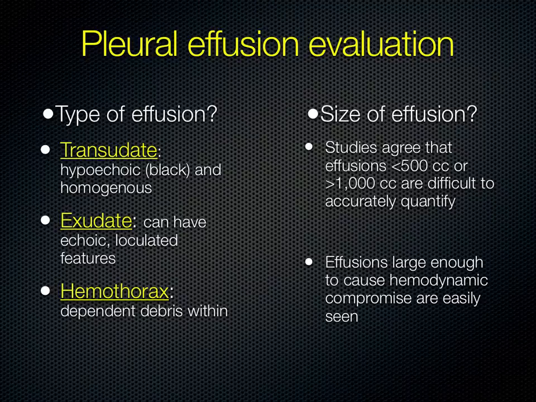The color of it may tell you, because transudate tends to be solid black and homogeneous, but exudate could have loculated features of fibrin floating around in it, and hemothorax tends to develop what appears like a hematocrit or some dependent debris within. But that's not 100% reliable.